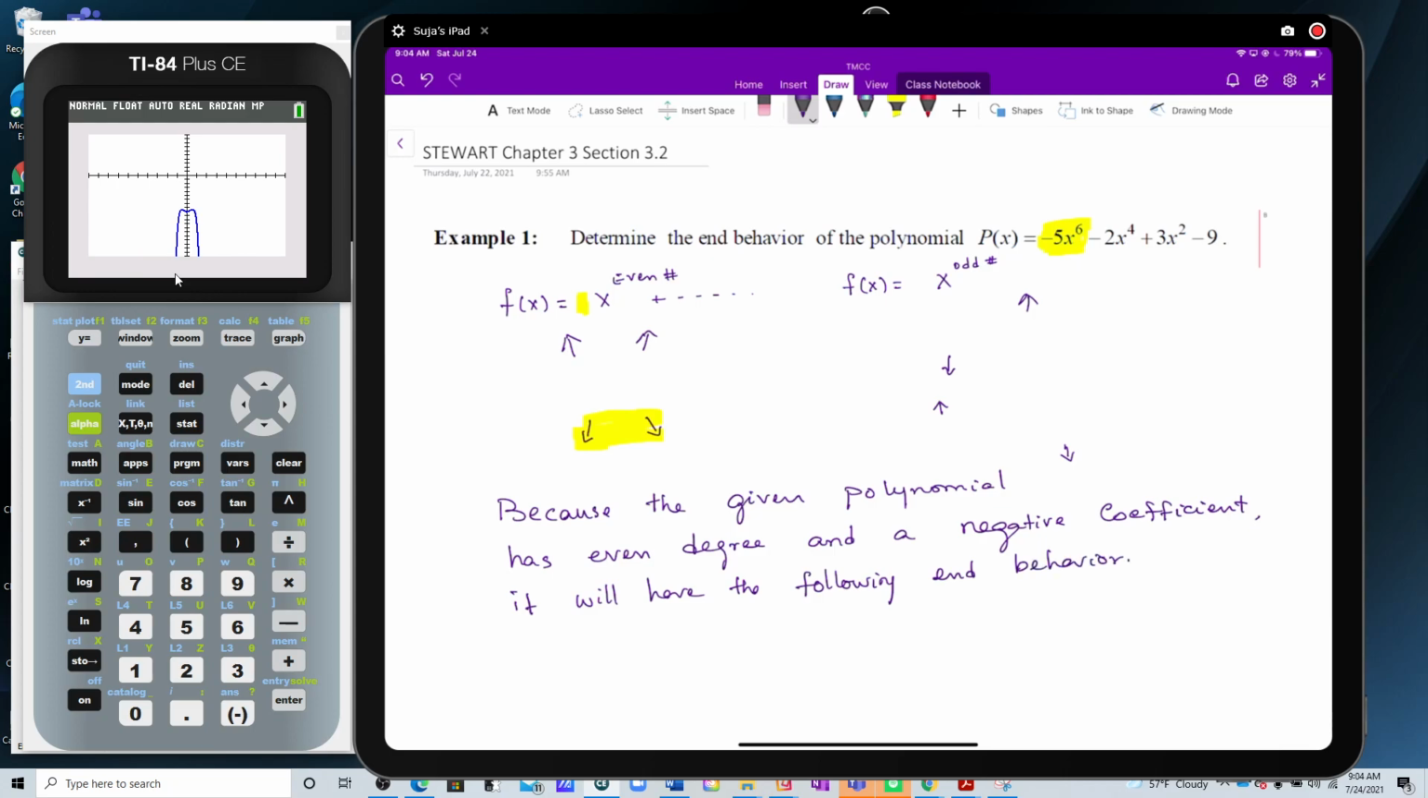What it means is, when x is going to positive infinity, y is going to negative infinity. And when x is going to negative infinity, y is going to negative infinity too. So if I go in the x positive direction, my y is going down. If I go in the x negative direction, y is going down. So this would be a good way to answer this question.